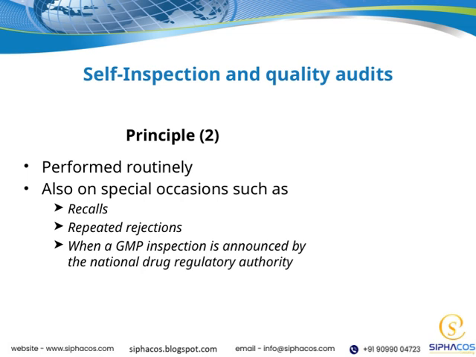Finally, self-inspection and quality audits are vital tools in maintaining our standards. They allow us to identify potential issues early and continuously improve. Overall, these routine and special occasion practices form the backbone of a robust quality management system, which is essential for ensuring the safety and efficacy of our products.